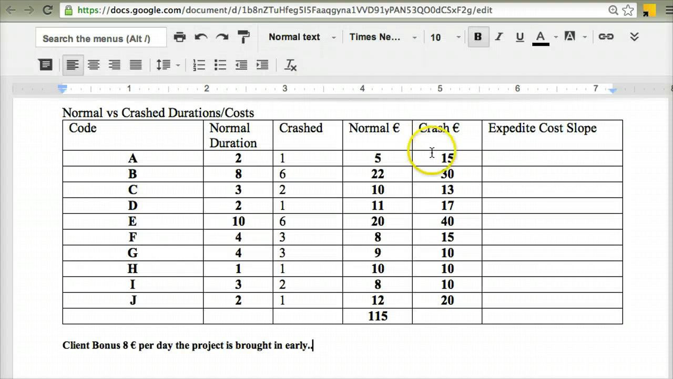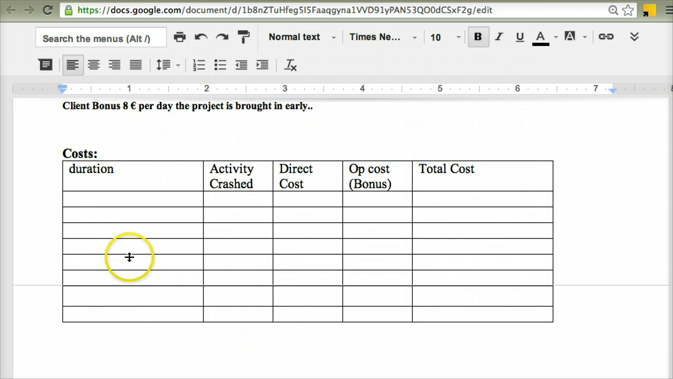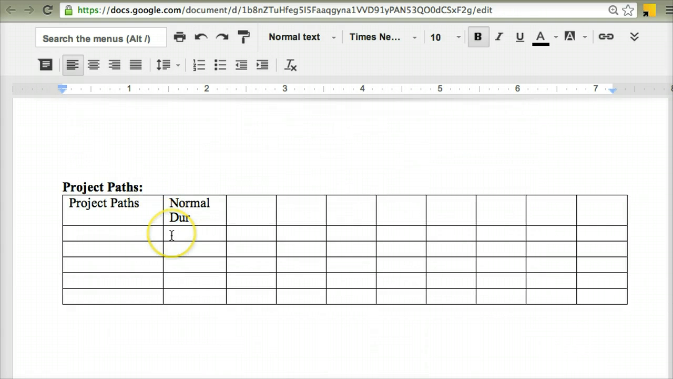Also, I have to keep track of the numbers in terms of the costs versus the bonuses that I have available to me. So besides the tables that I have here, I want to have two different tables for keeping track. First of all, the costs: this is the table that I'm going to use to keep track of that. And also this table here to keep track of my project paths, to see if my critical path is changing or if I'm getting double critical paths at any stage.